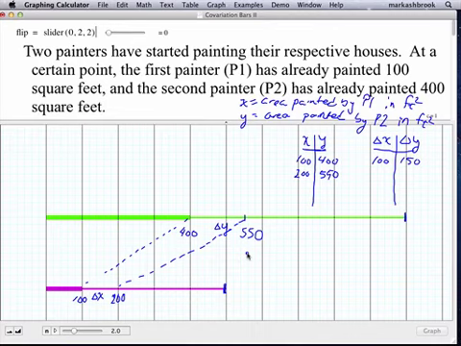Do we know that? So he's asking, when painter 1 has painted 0 square feet, did painter 2 paint 0 square feet? Yes? No? Or other? We don't know. All I told you was at a certain point in time, this one had painted 100, painter 2 had painted 400, and then I showed you increasing delta x from there.